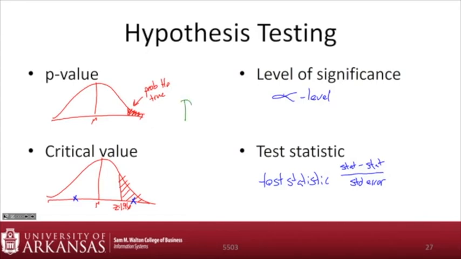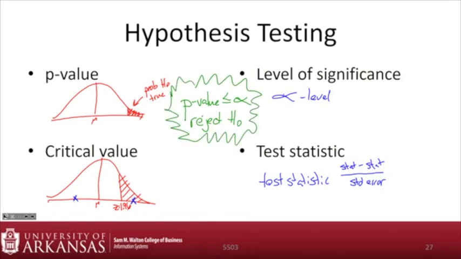And if our p-value is less than or equal to our alpha level, then we're going to reject our null hypothesis. There's one thing that you remember from today. This is it.